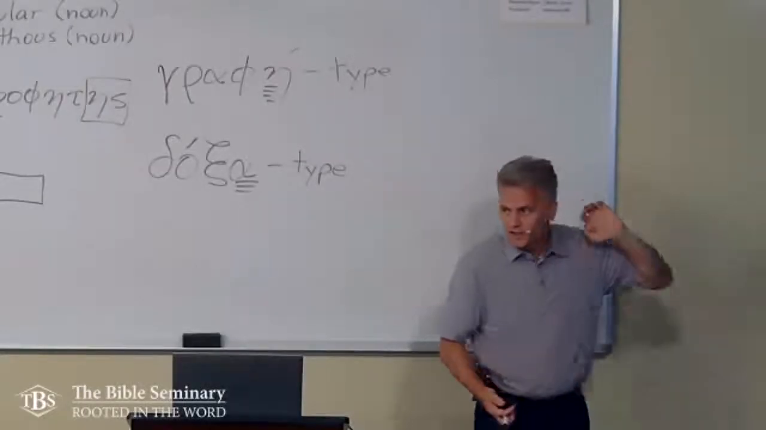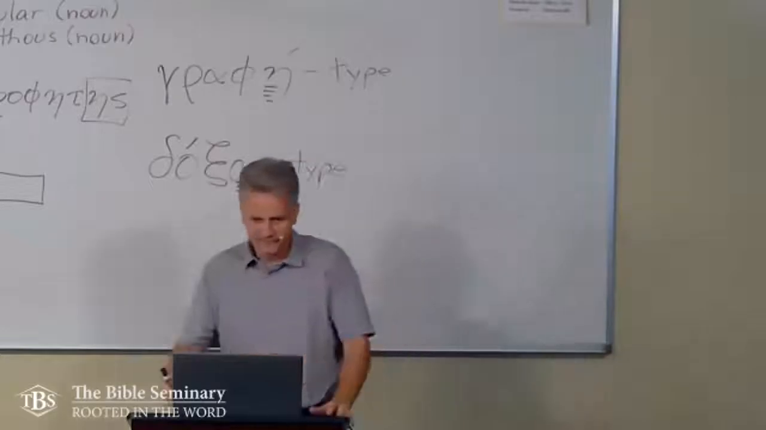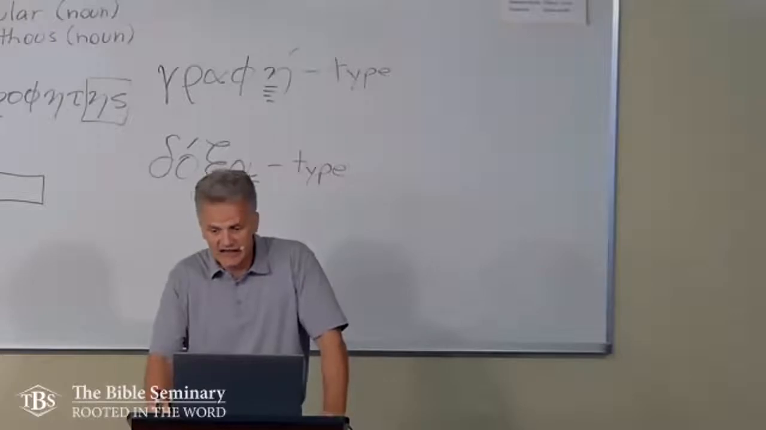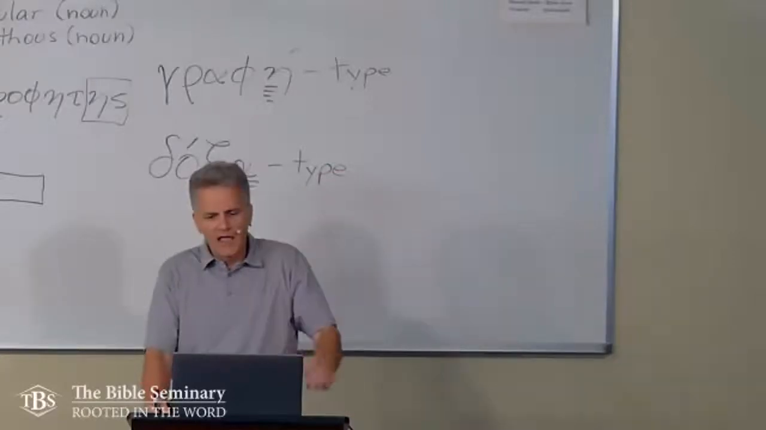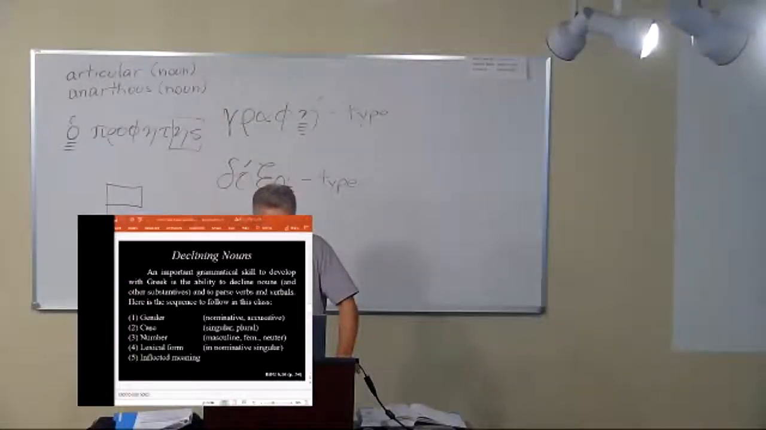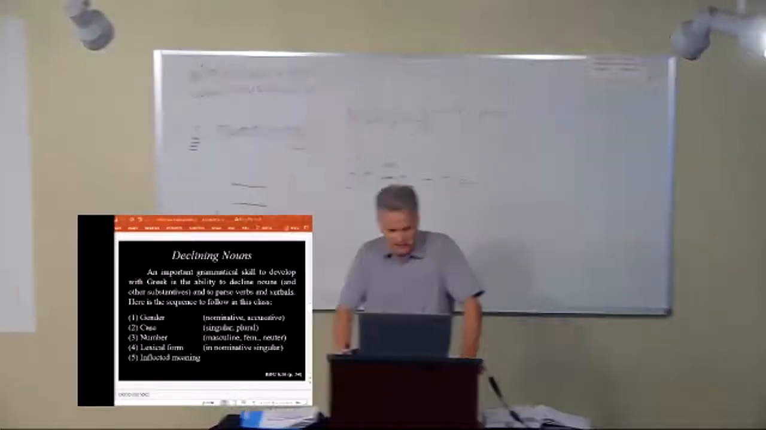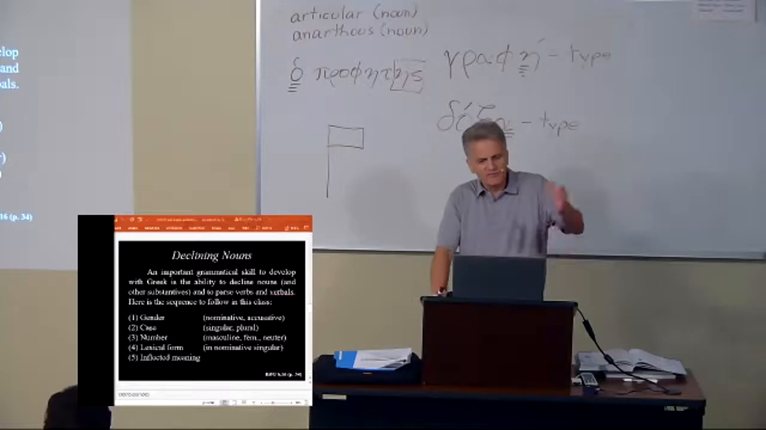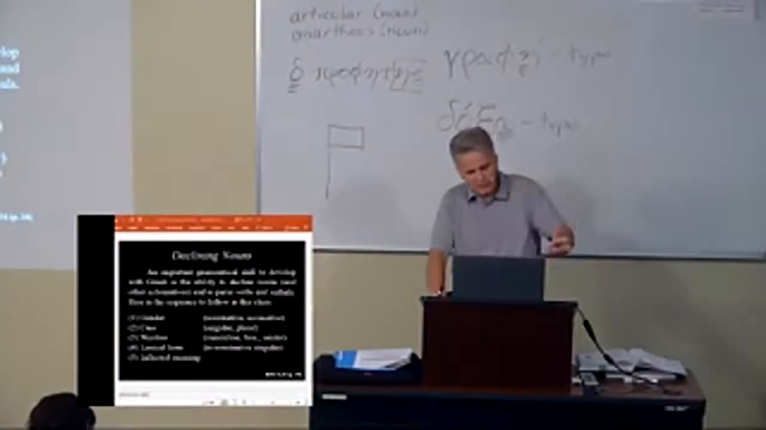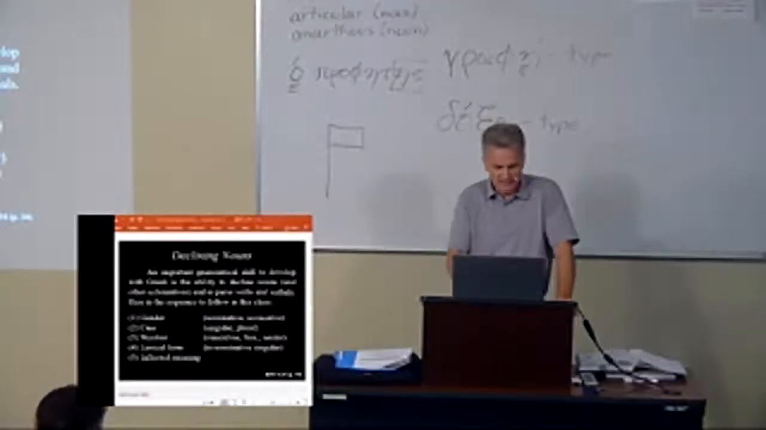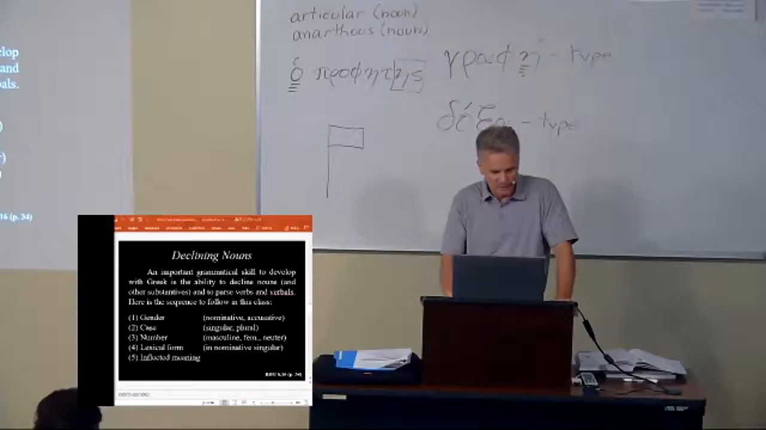Okay, good. Dalsze, as we say in Russian, further. An important grammatical skill to develop with Greek is the ability to decline, and here's where I differ from Mounce, to decline nouns and other substantives, and to parse verbs and verbals. So there's my delineation. Here is the sequence to follow in this class. If I ever ask you to decline a noun, give me the gender, the case, the number, the lexical form, and the inflected meaning. So, gender, case, number, lexical form, and inflected meaning.